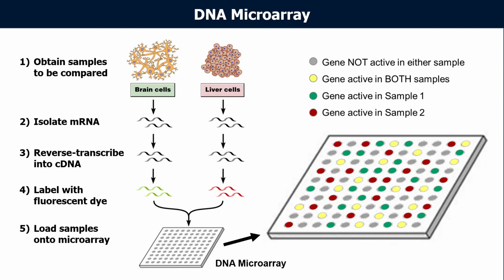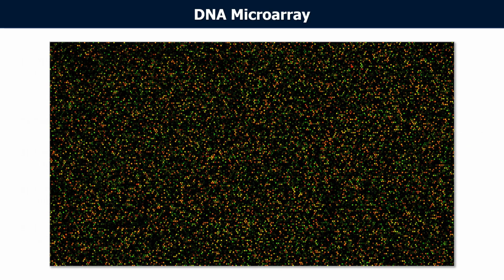Now I'm showing you a little cartoon version that I made here in PowerPoint, but here's a picture of an actual DNA microarray that could then be examined by a computer. So you see all these hundreds and hundreds of colored dots, greens and reds and yellows, and in this case black. Black would mean the same thing as gray, that no gene was turned on.